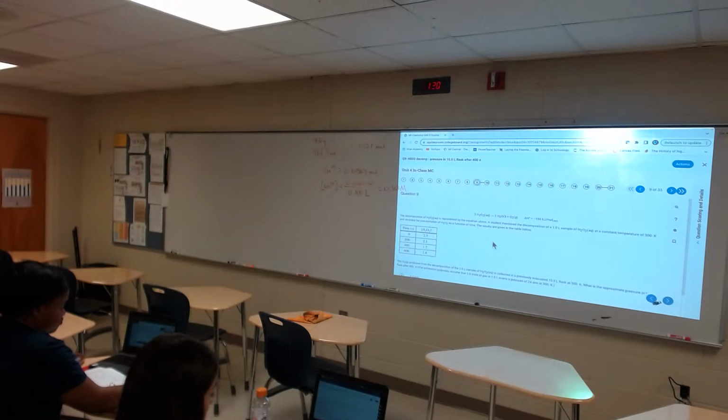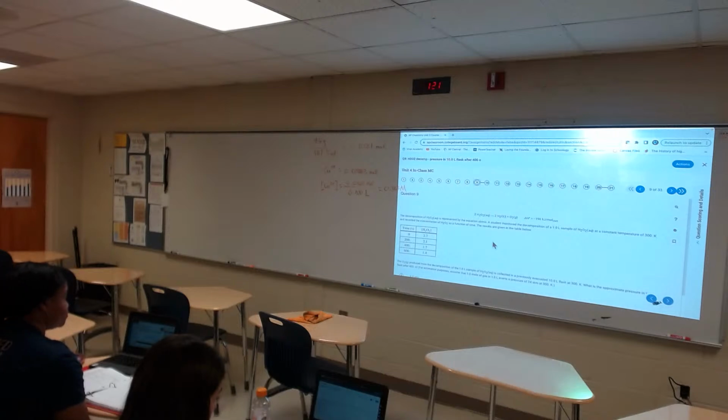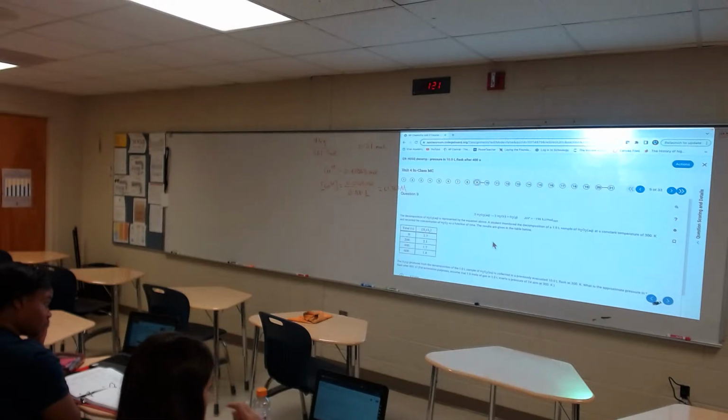All right, the decomposition of peroxide is represented by the equation above. A student monitors the decomposition of a liter sample of peroxide at a constant temperature of 300 Kelvin and records the concentration of peroxide as a function of time. The results are given in the table below. So what happens to the concentration of it over time? It decreased, right? It went down. It's being decomposed. That makes sense, right? Okay. All right, let's see what else they're saying here.